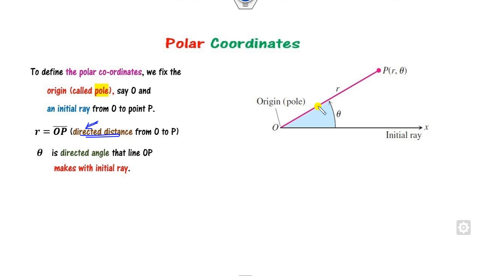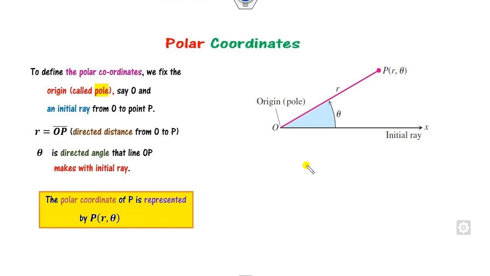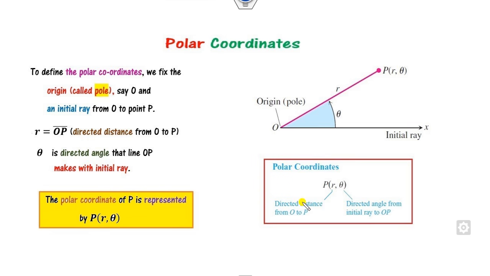Why do we call it directed? Because it has a direction. Theta is the angle which the line OP makes with the initial ray. Remember that we always move in the counterclockwise direction. Then the coordinate of this point P in polar form is written as (r, theta), where r is the distance and theta is the counterclockwise angle. So remember, r is the directed distance from the origin, or pole, to the point, and theta is the directed angle from the initial ray to the line OP.